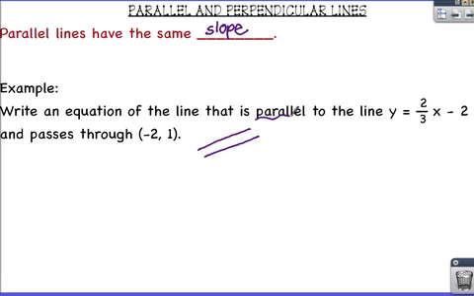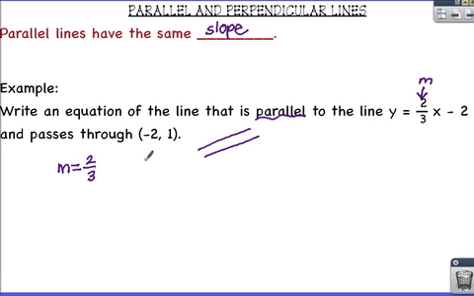Therefore, when we're told that we're writing an equation of a line that is parallel to this one, the only information we can gather about the line we're writing the equation of is that the slope is the same. This -2, however, does not indicate anything about the line that we're writing an equation for, because our line does not share the same y-intercept. So, we know that the slope of the line that we're writing an equation for is 2/3.